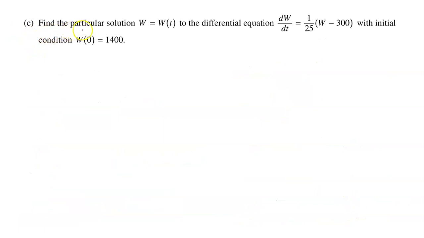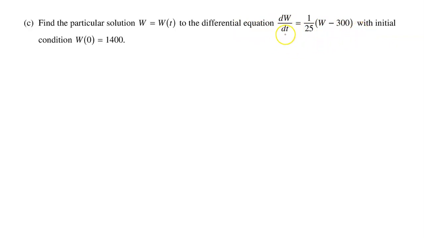Part C. Find the particular solution W equals W of t to the differential equation dW/dt equals 1 over 25 times W minus 300 with the initial condition W at 0 equals 1,400. This is a separable differential equation. So let's get all of the W's on the left and all of the t's on the right.